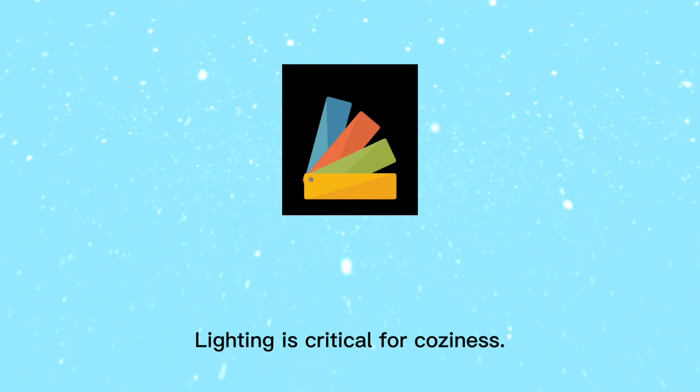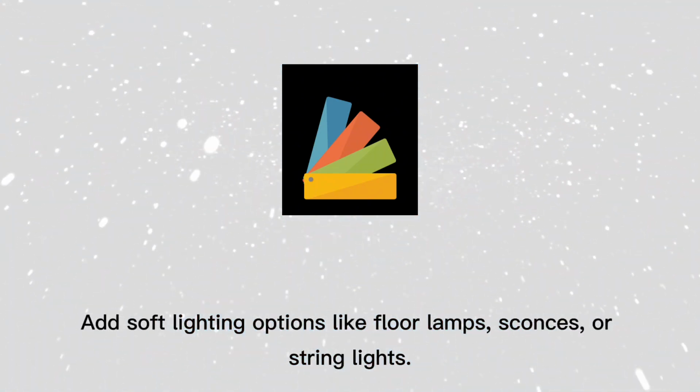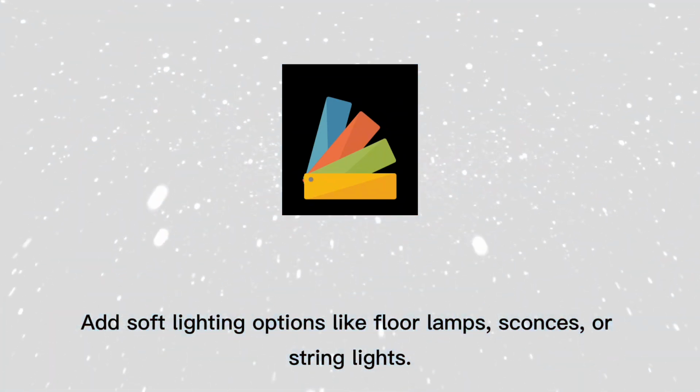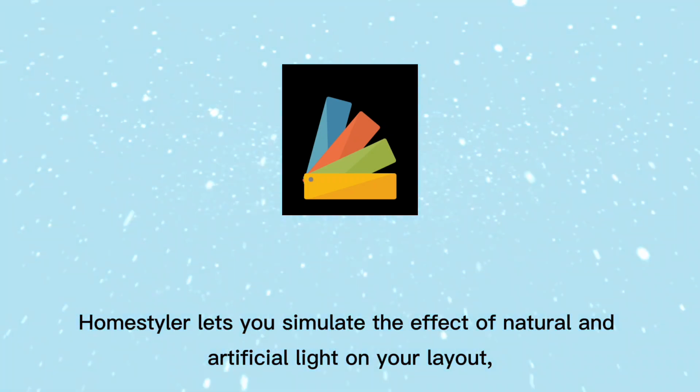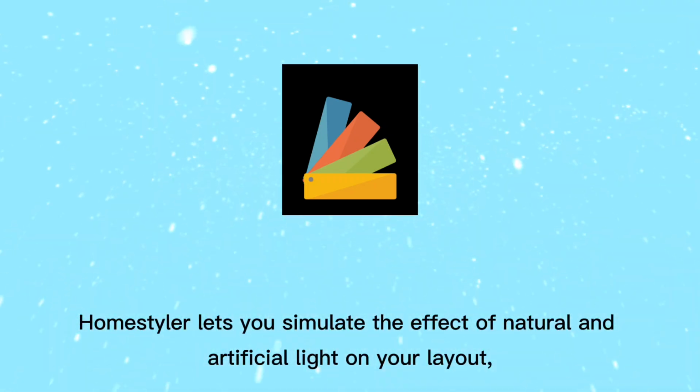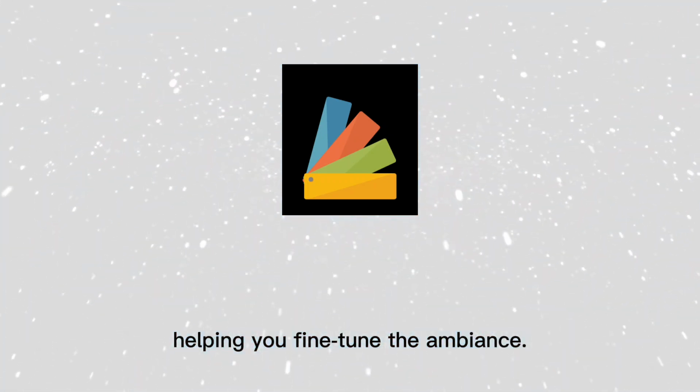Lighting is critical for coziness. Add soft lighting options like floor lamps, sconces, or string lights. Homestyler lets you simulate the effect of natural and artificial light on your layout, helping you fine-tune the ambiance.